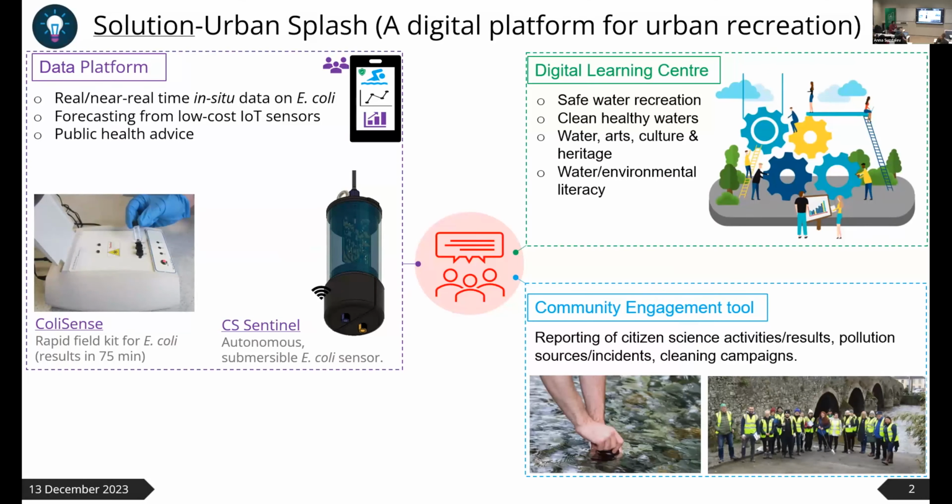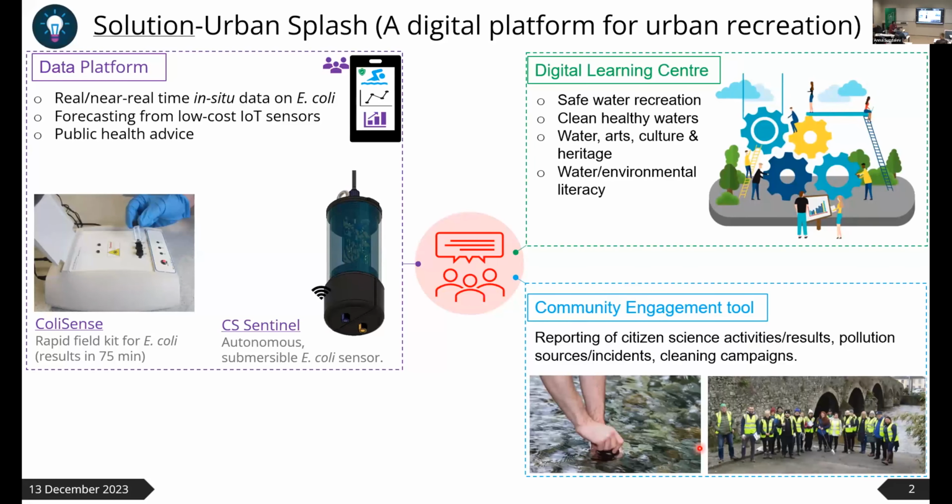The second component is going to be the digital learning center, which will be developed to facilitate public engagement. They will be bespoke for each city, and through this center, community can learn about their waterways, their intrinsic link with arts, culture, and heritage, and promote water and environmental literacy and safe water recreation. And finally, the community engagement tool, again, will be developed to enable citizens to take ownership of their waterways and empower the community. Users will be able to report pollution events, pollution sources and pressures, results of citizen science activities or cleaning campaigns.